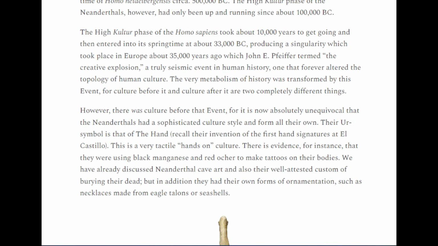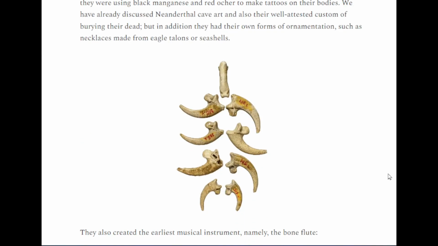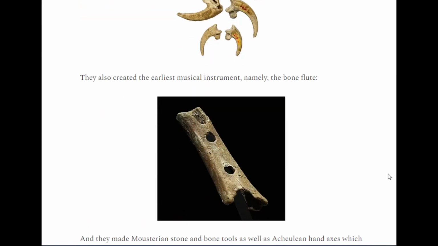Their earth symbol is that of the hand. Recall their invention of the first hand signatures at El Castillo. This is a very tactile, hands-on culture. There is evidence, for instance, that they were using black manganese and red ochre to make tattoos on their bodies. We have already discussed Neanderthal cave art, and also their well-attested custom of burying their dead. But in addition, they had their own forms of ornamentation, such as necklaces made from eagle talons or seashells. They also created the earliest musical instrument, namely the bone flute.